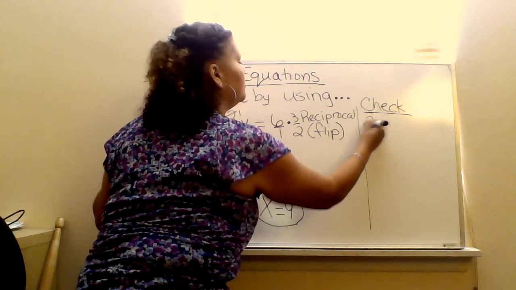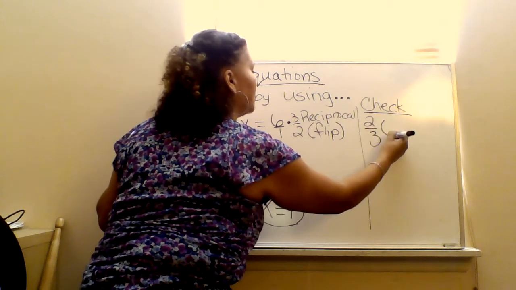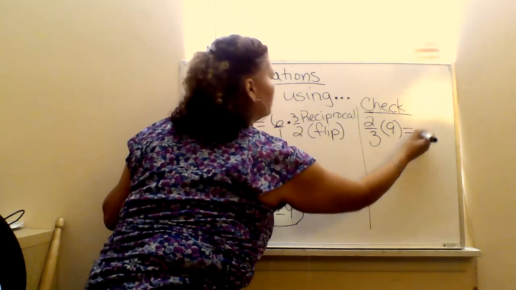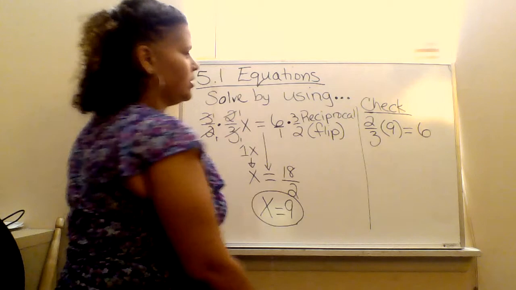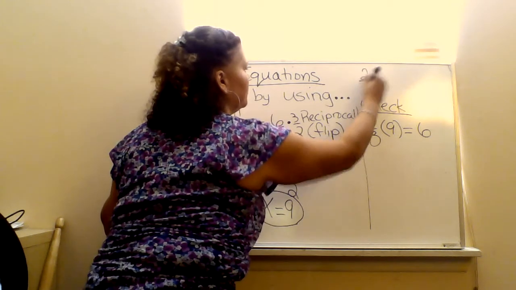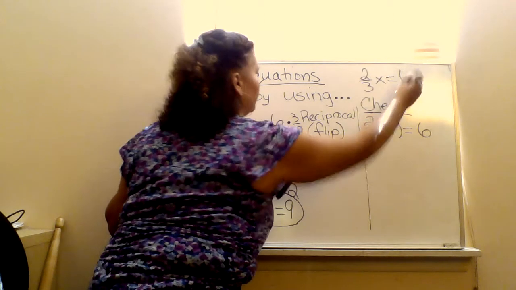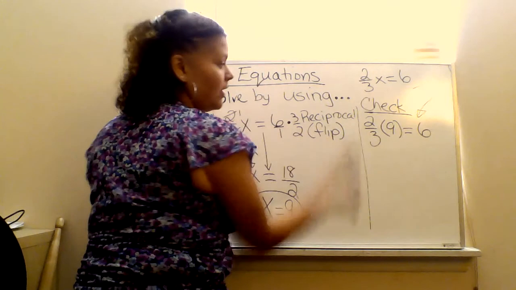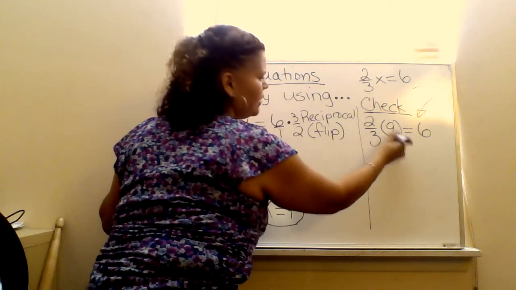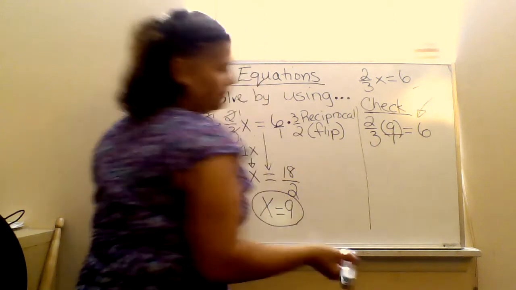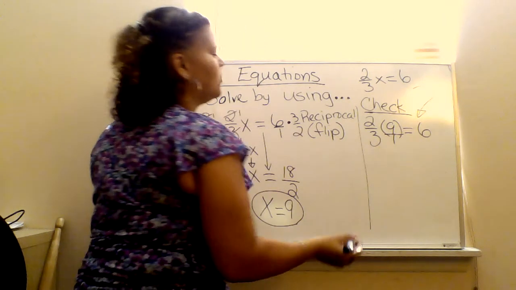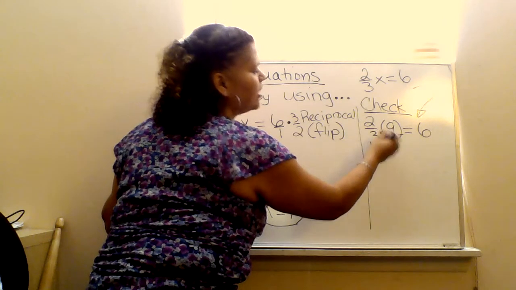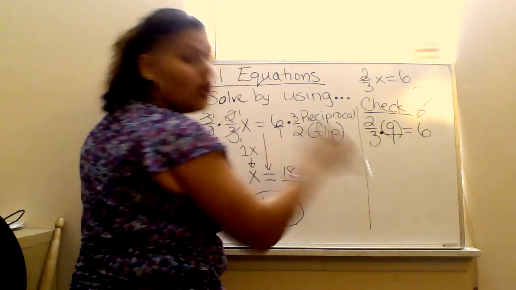So I have 2/3 times 9 equals 6. That's the original equation. So I'll write it up here so you can see 2/3 x equals 6. So then I had to substitute the 9 for x. So now, to make this a little easier to look at, I'll put 9 over 1. Okay? So now I can multiply across. I can do that. Or you can simplify in between, whichever way works for you.